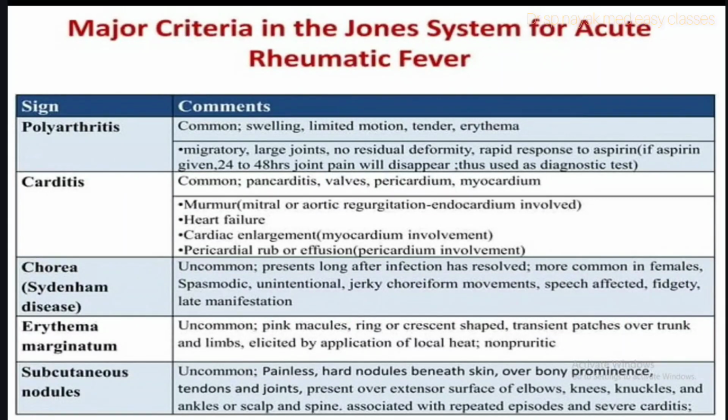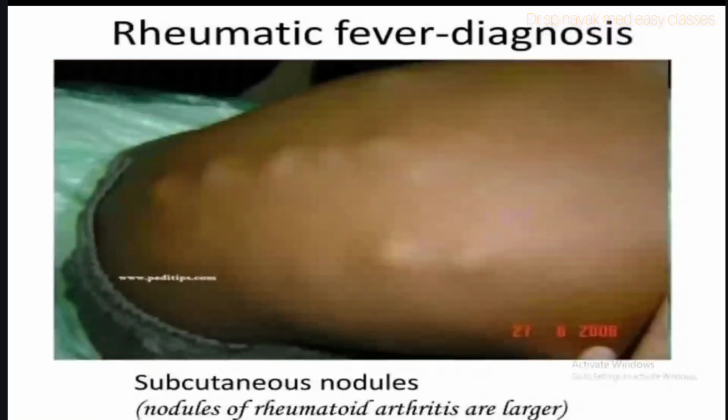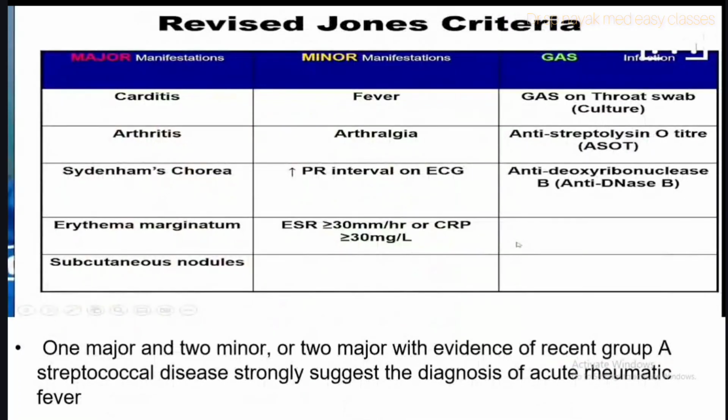We discussed the major criteria given by Jones: polyarthritis, carditis, chorea, erythema marginatum, and subcutaneous nodules. This is how subcutaneous nodules and erythema marginatum look. Then we discussed minor manifestations and GAS infection. Minor manifestations include fever, arthralgia, increased PR interval on ECG, and increased ESR or CRP. Just don't confuse the two: in major and minor manifestations, it is written arthritis and arthralgia. Arthritis is inflammation of joints, whereas arthralgia is pain in joints. So these two are different.